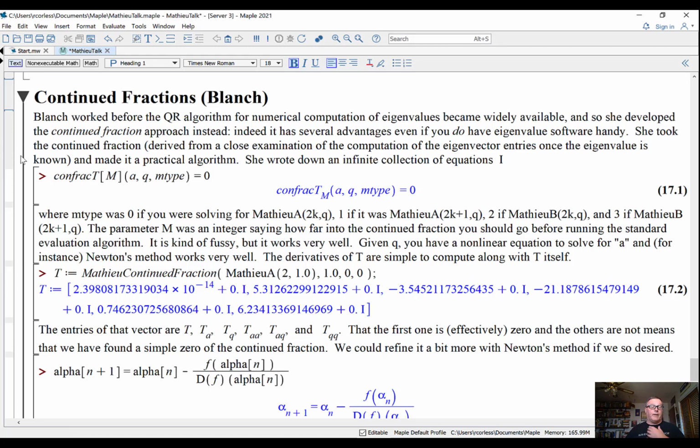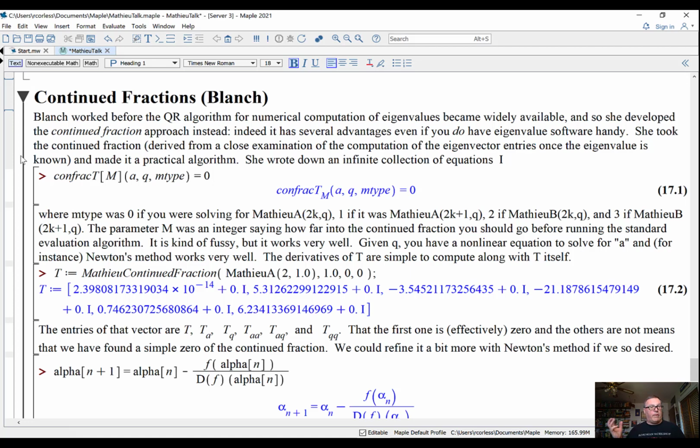So I implemented that. It's called the Mathieu continued fraction. And on this line for equation 17.2, I gave it the built-in Mathieu eigenvalue of index 2. So this is going to be of M type 0, an even function of period pi. And the value of Q is 1.0. Q equal to 0 is easy, but 1.0 is, maybe we could use the series. We don't know, but anyway, just go ahead and do that.